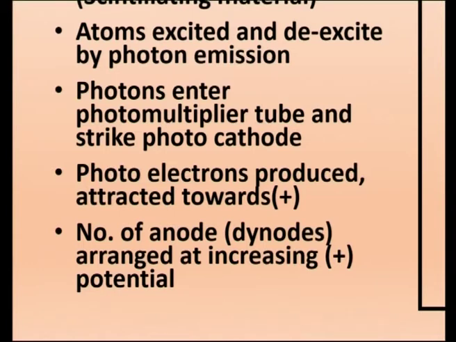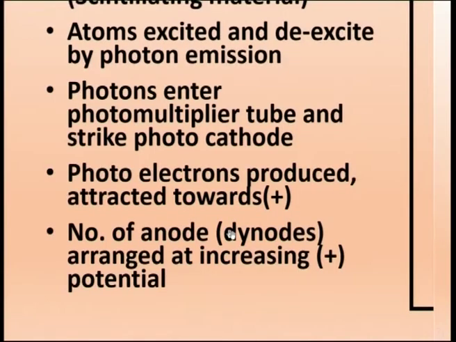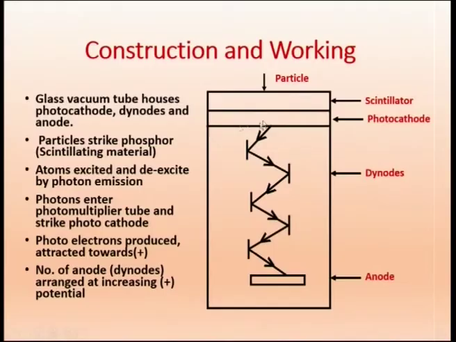So there are a number of anodes, they are called dynodes, arranged at increasing positive potential. A dynode is not very much different from an anode. When the potential is in increasing order, we call them dynodes. So at one end, the first part is the cathode, and we have the dynodes, and the last one will be the anode. That's what we have been explaining.